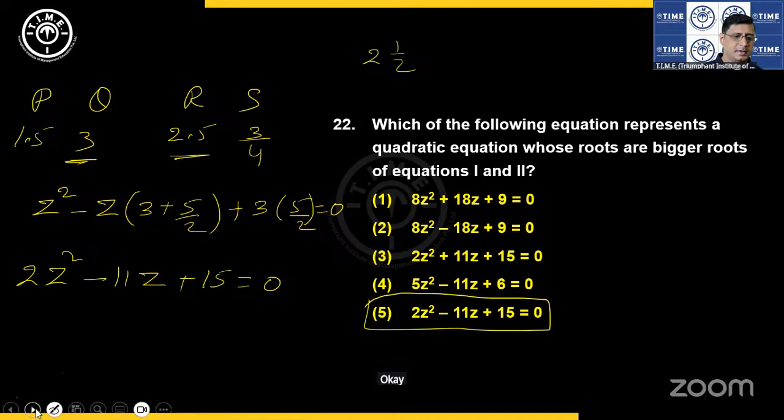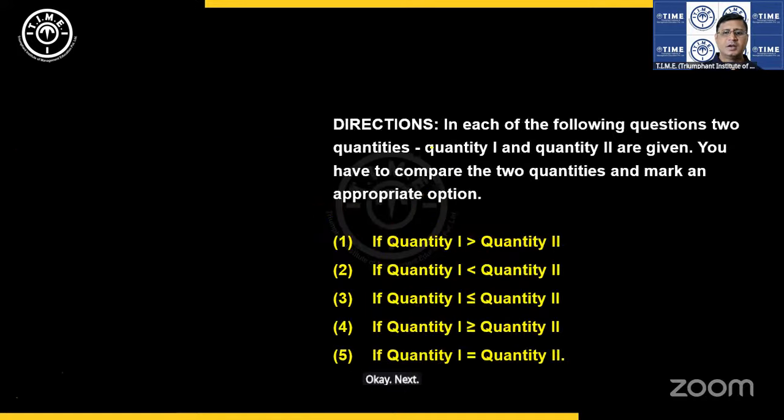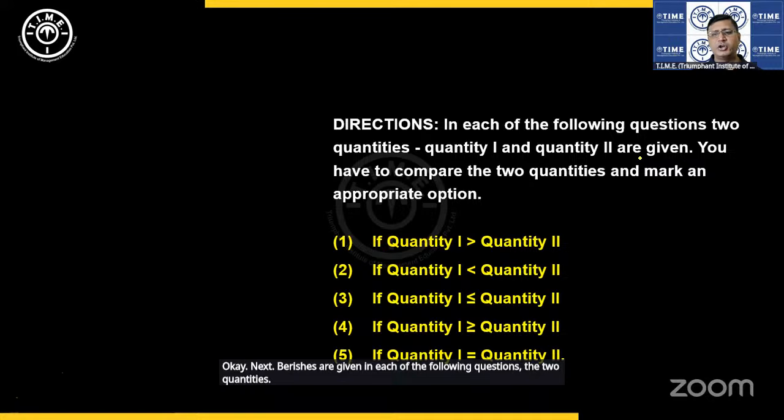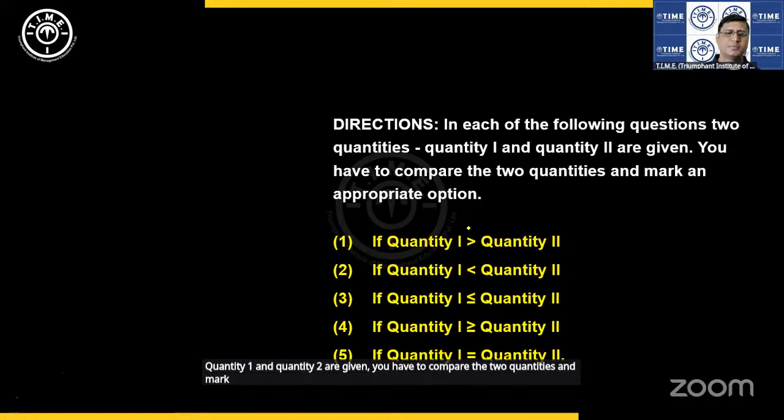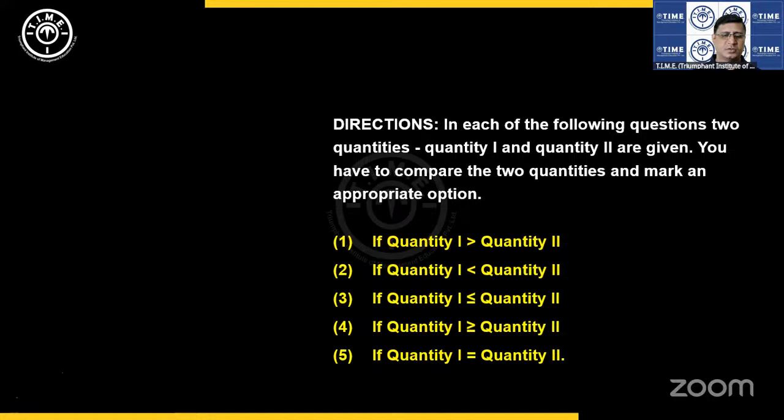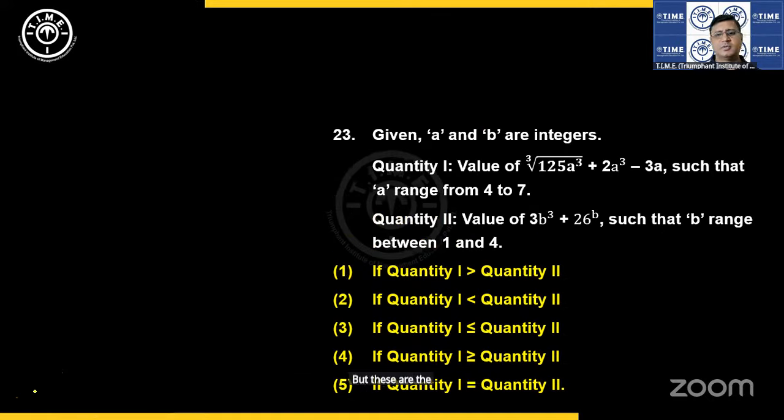Okay. Next. Directions are given in each of the following questions. Two quantities, quantity 1 and quantity 2, are given. You have to compare the two quantities and mark an appropriate option. Choice 1, if quantity 1 is greater than quantity 2. Choice 2, quantity 1 is less than quantity 2. Choice 3, quantity 1 less than or equal to quantity 2. Choice 4, quantity 1 greater than or equal to quantity 2. Choice 5, if quantity 1 is equal to quantity 2. So these are the choices given. Based on this, we need to compare.